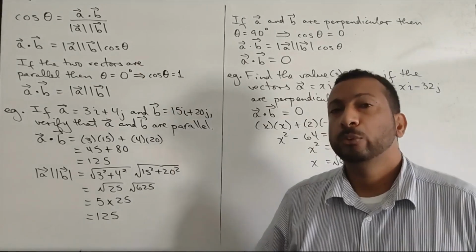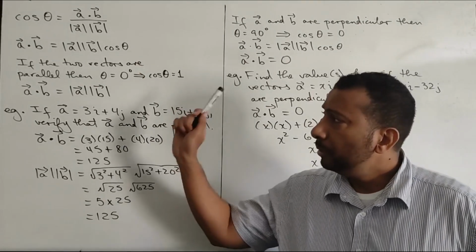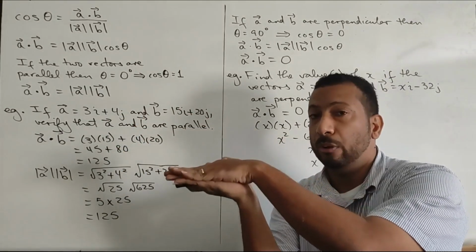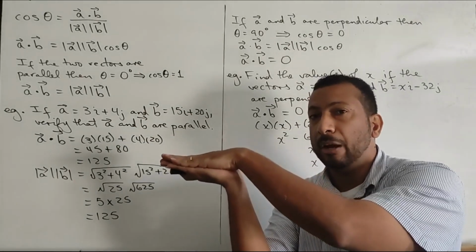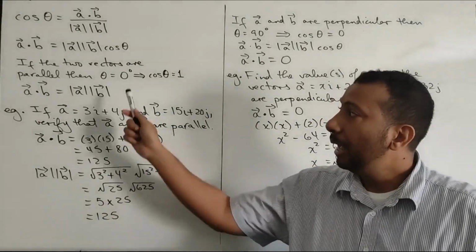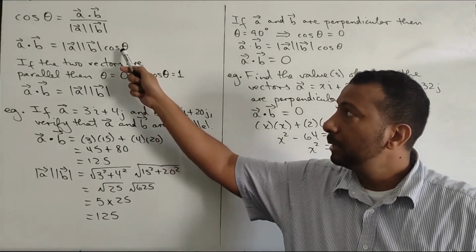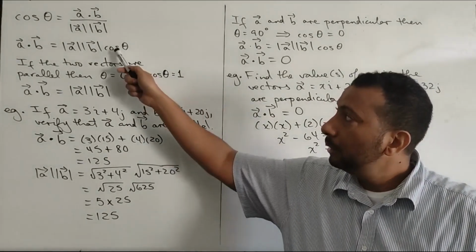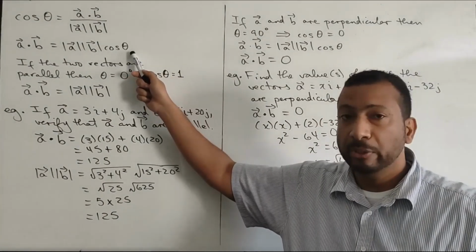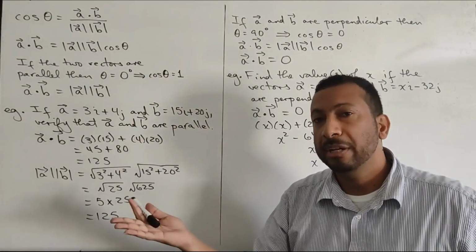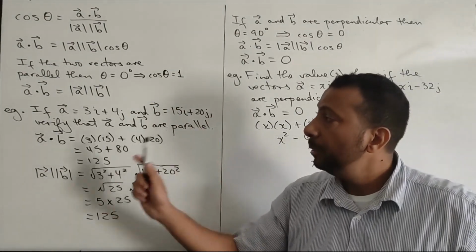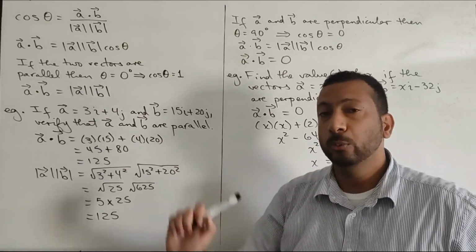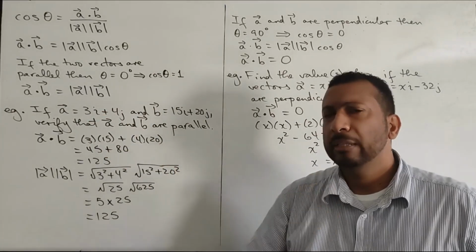Let's consider if these two vectors are parallel. If the two vectors are parallel, then the angle between them would be 0 because they are going in the same direction. So if the angle theta is 0, then the cosine of 0 is 1. Or in other words, this cosine theta expression here is no longer necessary to be written. It would simply be that the dot product is equal to the product of the two magnitudes. So let's look at an example.